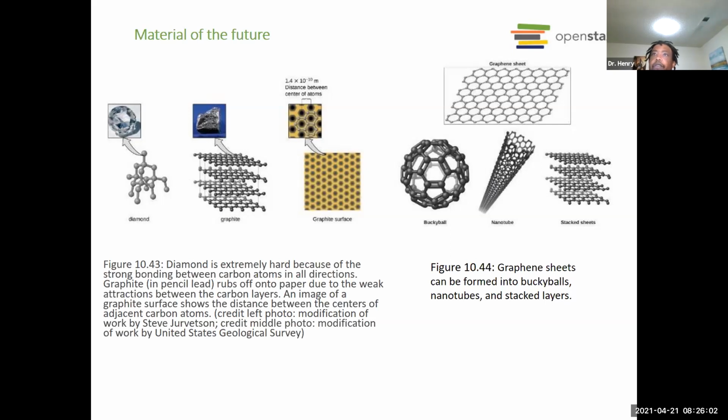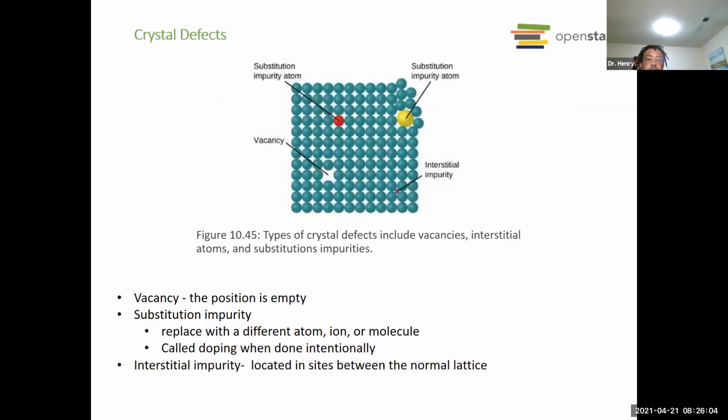So as I mentioned, there are also crystalline defects. There are three major types of defects. You have vacancies. Vacancies are basically holes in the lattice. So instead of, if we have a metal there, your metal ion or atom is missing. And so you just have an empty spot there.